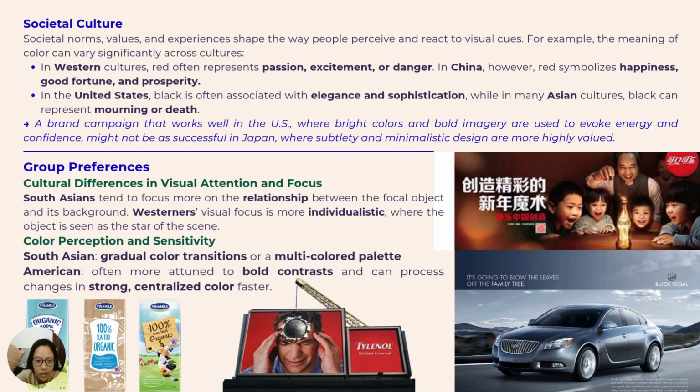Westerners, on the other hand, typically focus on the central object or primary subject of the image, ignoring the background or peripheral details. This visual focus is more individualistic, where the object is seen as the star of the scene. For example, in Western ads for a car, the car will be shown as the primary focus, with minimal attention to the background. The ad will focus on the car's design and features, such as speed and performance, highlighting the individual experience of owning and driving the car.